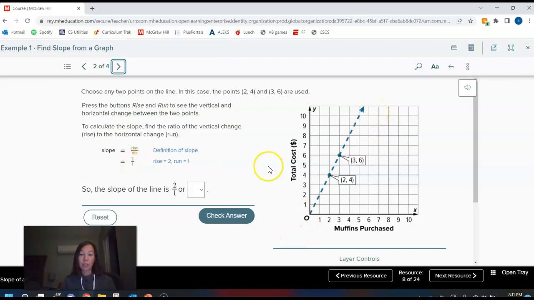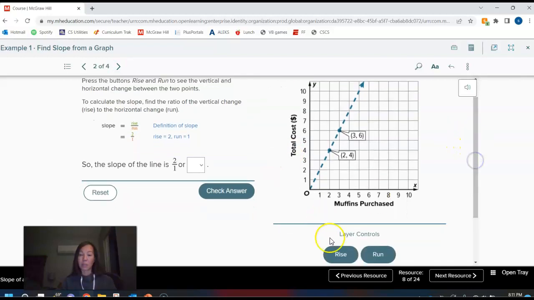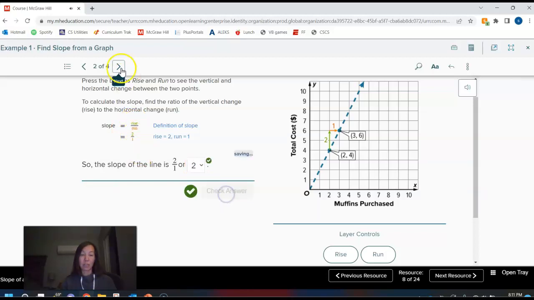But we can also look at any 2 points, and so let's find the rise on this graph. We see that it goes up 2 and then over 1. So the rise over run is 2 over 1, so the slope of our line is 2.